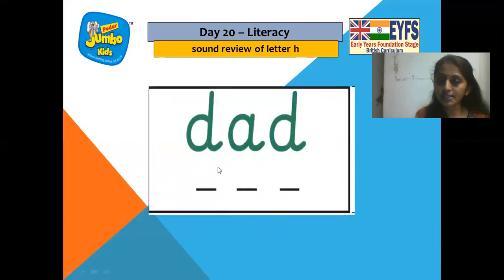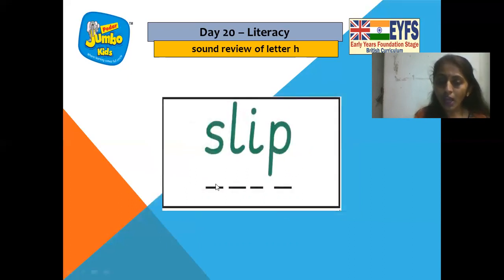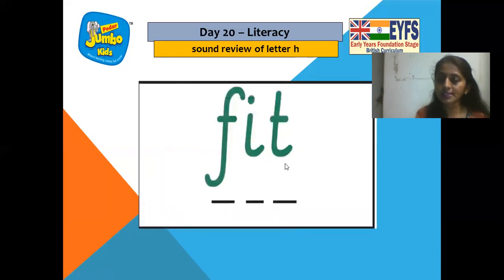The next word is d, a, d, dad. That's right. Once again, we will do d, a, d, dad. Now, there are how many dashes? 1, 2, 3, 4. That means there are 4 sounds here. So, let's read it. S, l, i, p, slip. S, l, i, p, slip. That's correct.